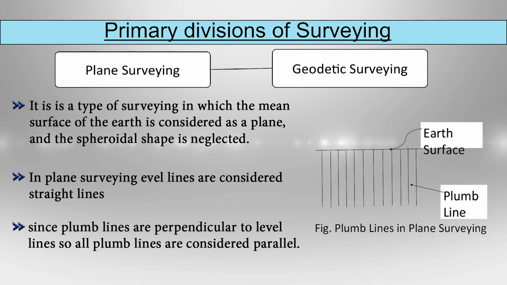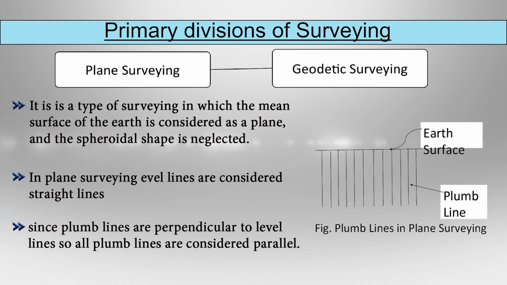So, plane surveying is a type of surveying in which the mean surface of the earth is considered as a plane and the spheroidal shape is neglected. As discussed earlier, when we visualize the complete earth, level lines are curved along the periphery of the earth. But since a very small part of the earth is participating in the surveying work, level lines can be considered straight lines, and curvature can be neglected.